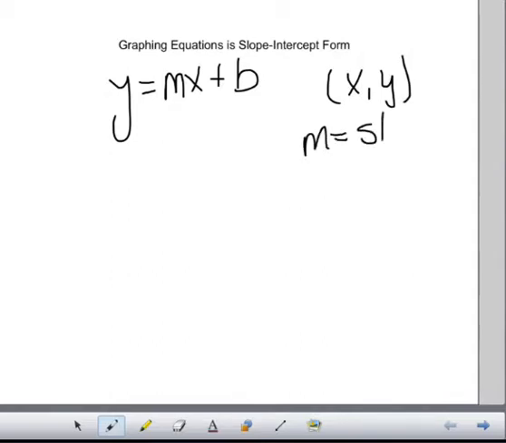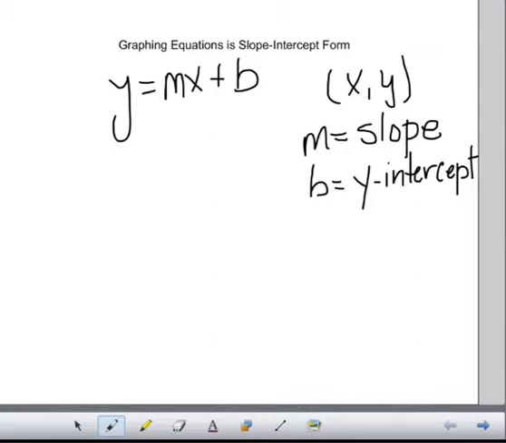Remember I told you the other day, m is always going to represent the slope of the line. b is going to be your y-intercept. Now tell me again, what is a y-intercept? It is where the line crosses the y-axis. So if I know a point, I know a slope, and I know the y-intercept, as long as I know two of those, actually, you can graph anything. If I know a point, a slope, or the y-intercept, I can graph a line.